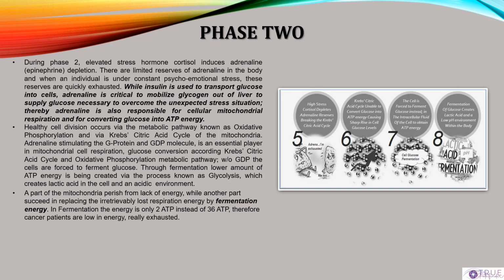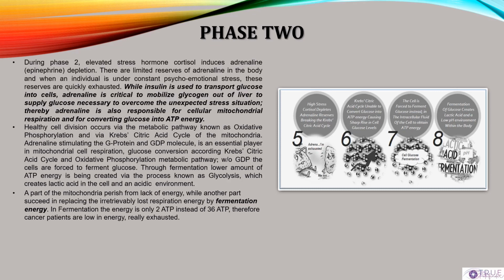Healthy cell division occurs via the metabolic pathway known as oxidative phosphorylation and via the Krebs citric acid cycle of the mitochondria. Adrenaline stimulates the G protein and the GDP molecule and is an essential player in mitochondrial cell respiration, glucose conversion according to the Krebs citric acid cycle, and the metabolic pathway known as oxidative phosphorylation. Without GDP, the cells are forced to ferment glucose.